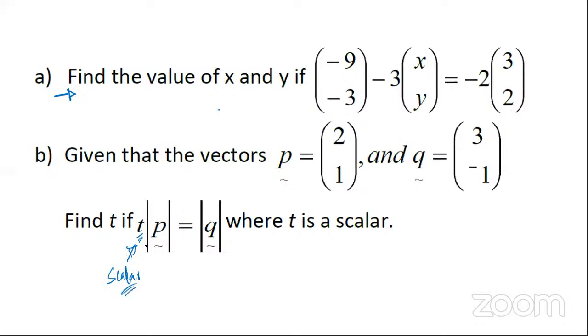This is what we are going to solve. So meaning we are saying we have T, the magnitude of P is equal to the magnitude of Q. So just do the substitution and then you come up with your final answer.